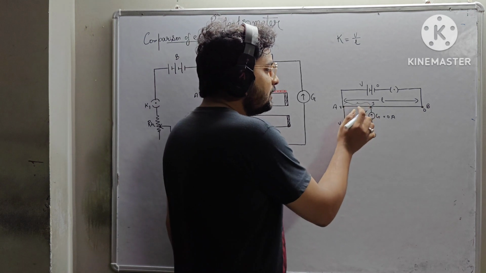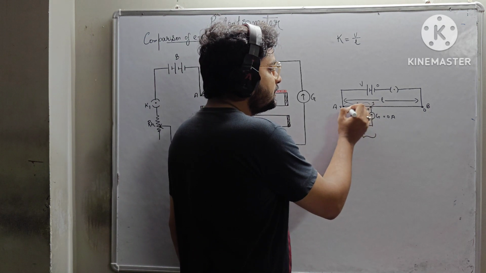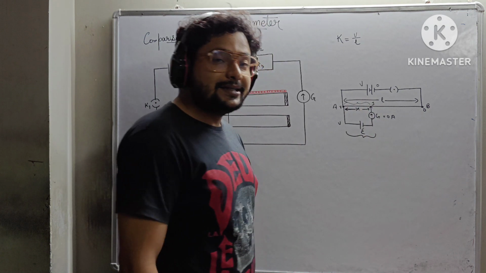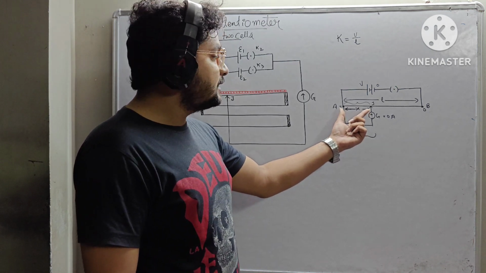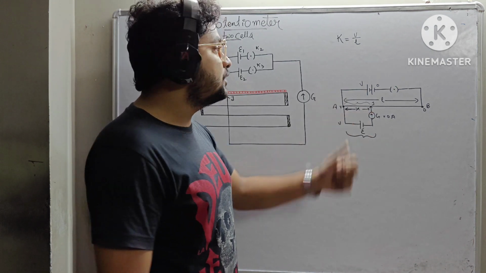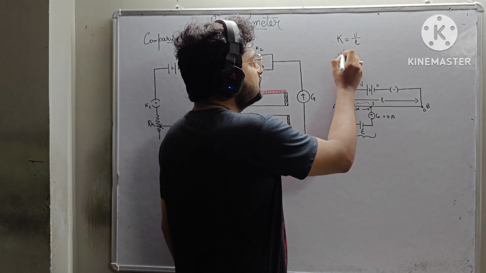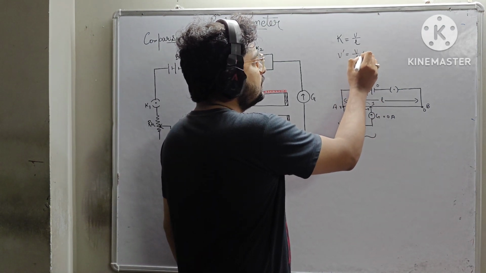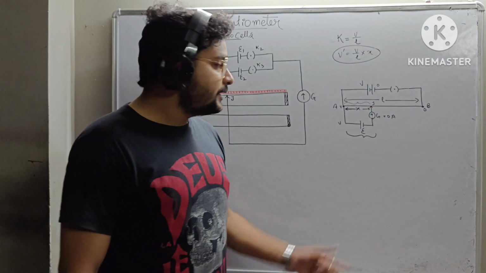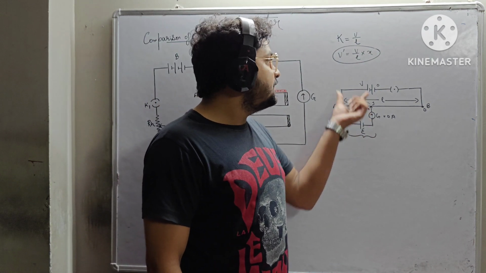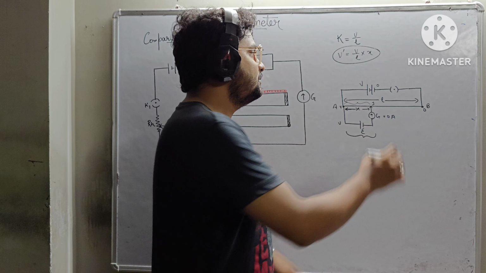And in this particular length, suppose at a distance x you are getting the null point. So at this particular distance, that means between points A and J, what will be the potential difference? Suppose V dash will be equal to V by L into x. Okay, so this was the concept of potentiometer. That means the potential difference between A and J is going to be V by L into x, that is Kx.